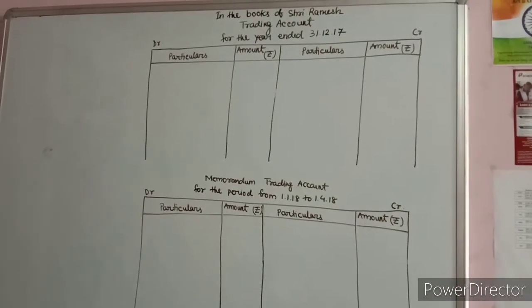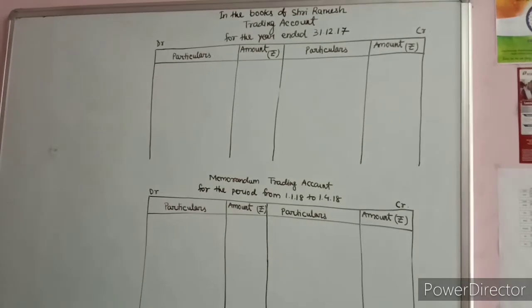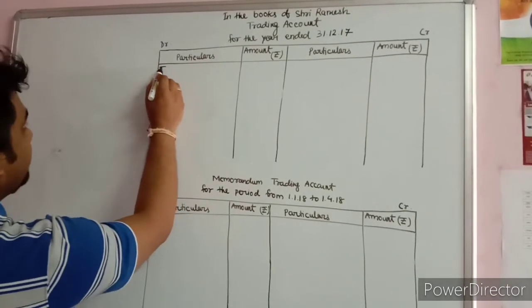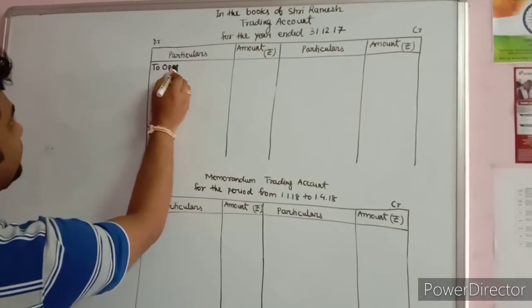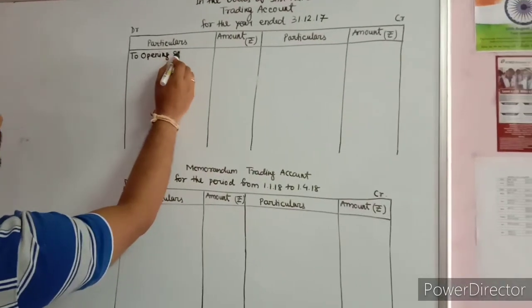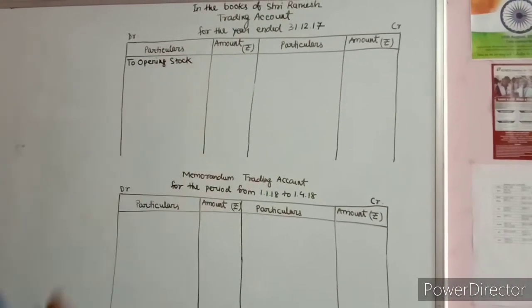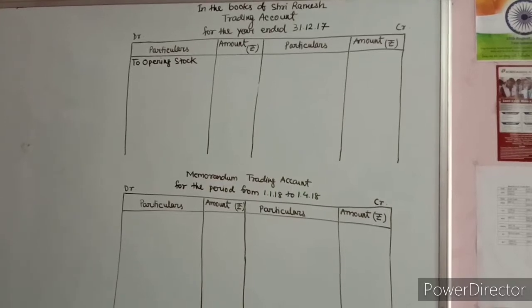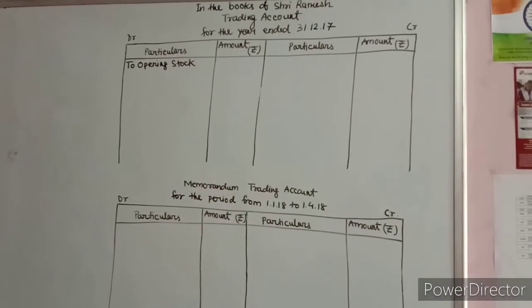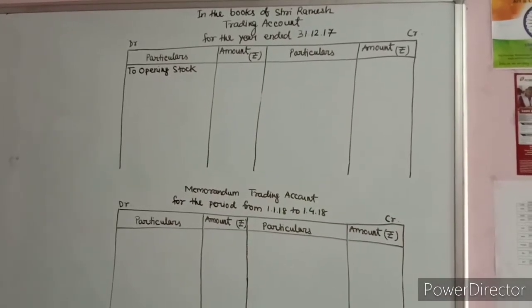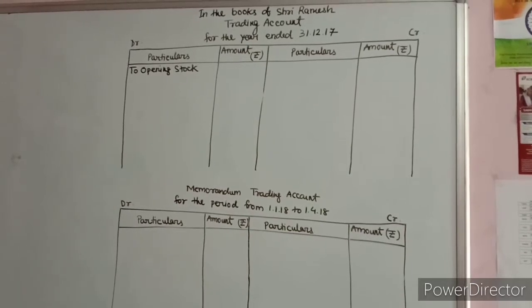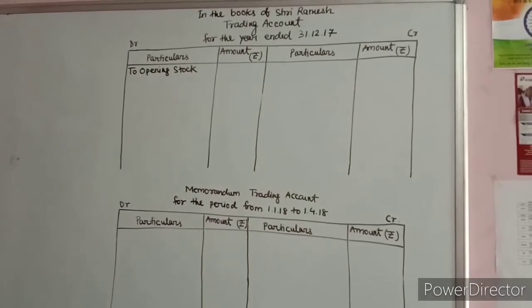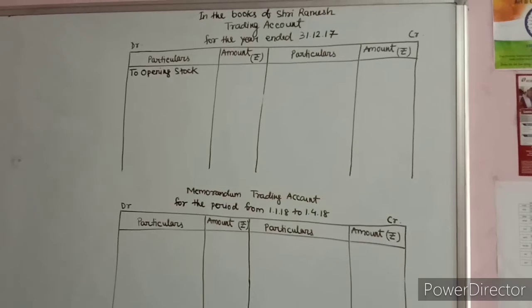So the first information that we have related to the previous year is the opening stock. Opening stock amounted to how much? If you look at the question, and I believe all of you have written down the question in your copy, and if you have not, you pause the video, go back, write the question in your copy, and then proceed with me. So the opening stock, you see, it is given for the previous year.